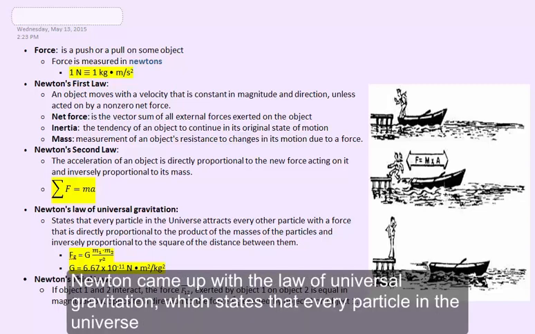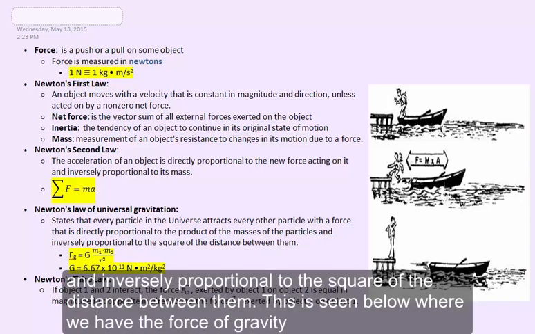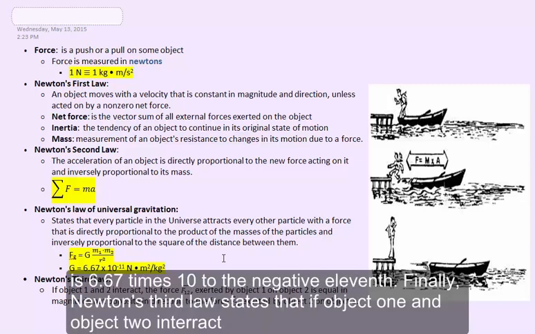Newton came up with the law of universal gravitation, which states that every particle in the universe attracts every other particle with a force that is directly proportional to the product of the masses of the particles and inversely proportional to the square of the distance between them. This is seen below, where the force of gravity is equal to our gravity constant times our mass 1 times our mass 2 over our radius squared. And we see that the constant for capital G is 6.67 times 10 to the negative 11th.